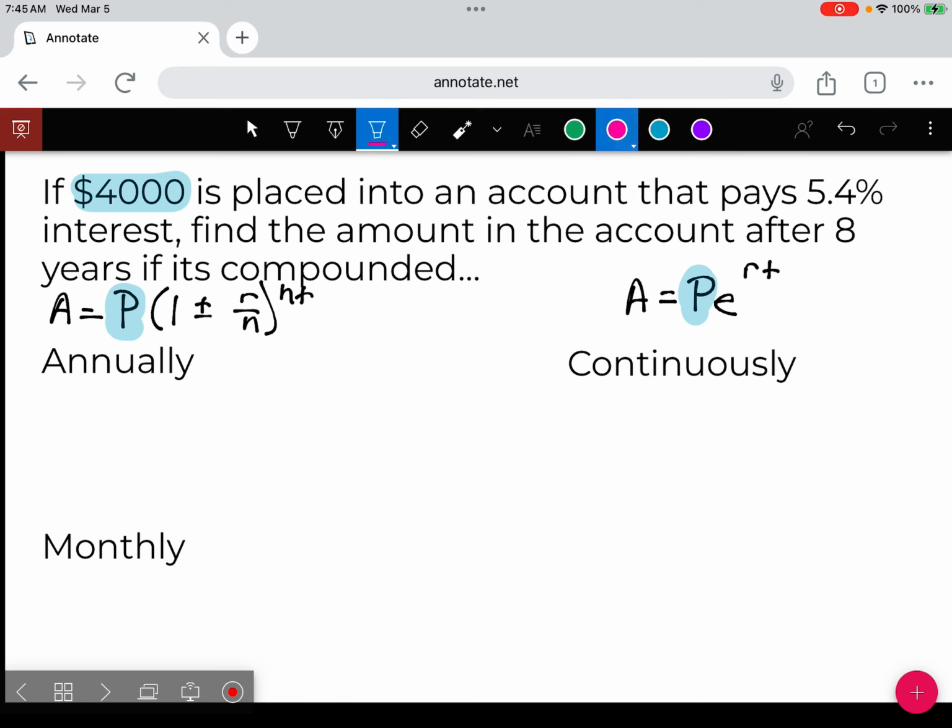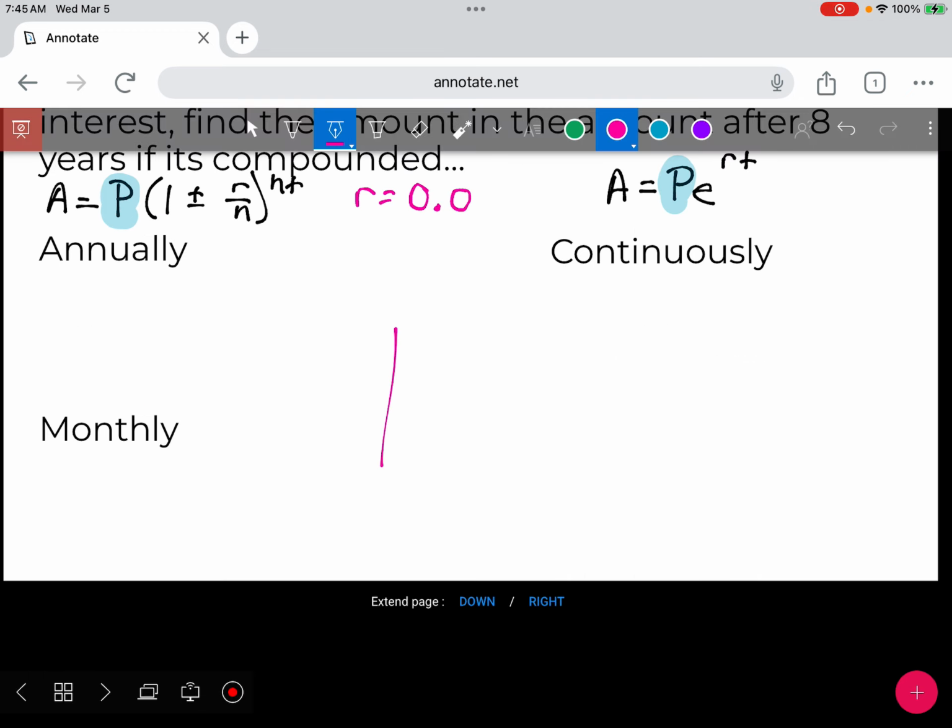0.054. Our rate, yep. So we're going to put in for R. We got to scooch that over twice, and you're exactly right. We're going to have our 0.05. Oh, now it froze. There we go. 5, 4.